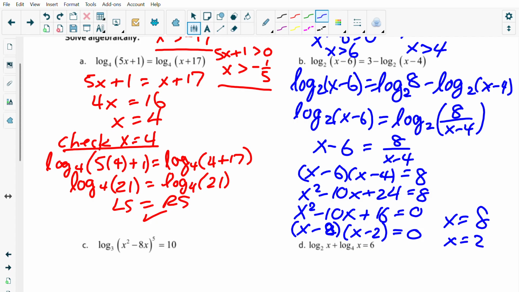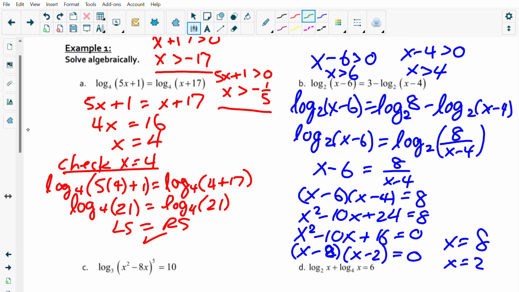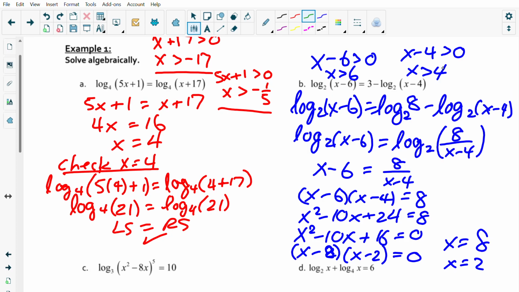I'm a little bit out of room here. I'm going to trust that you can do the check step by yourself, but I'm going to reject some things here. x must be greater than 4, x must be greater than 6. Well, that's done. This is your solution.